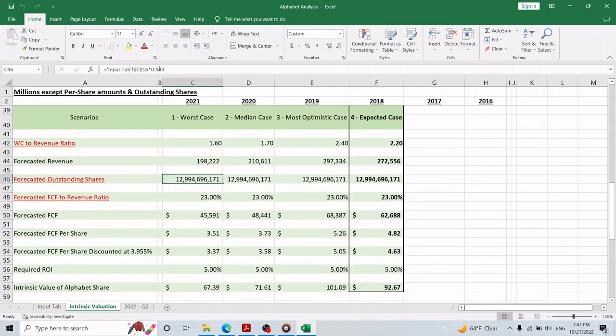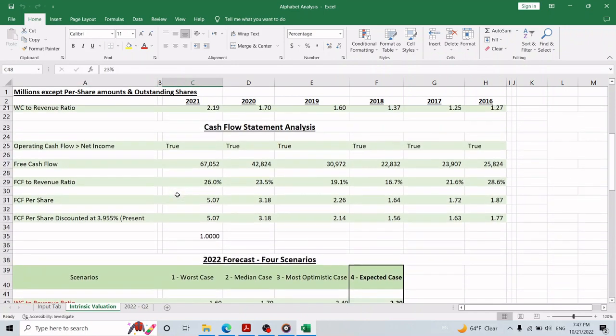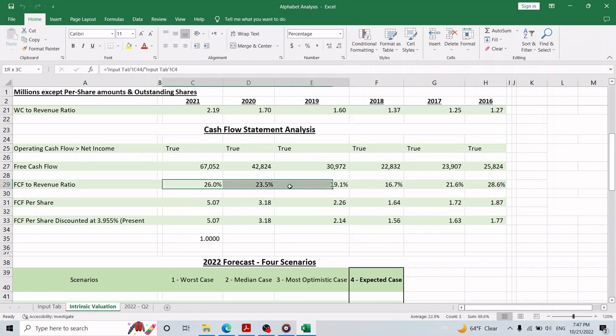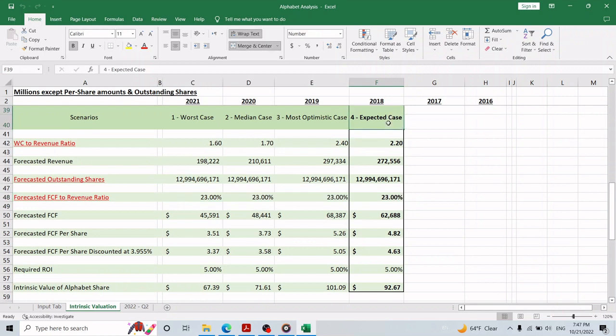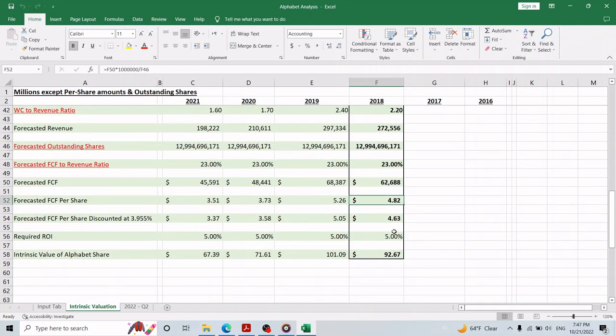Forecasted outstanding shares, I decided is going to be 1.7% less than 2021 outstanding shares, because that's the average for the prior 3 years for the decrease of outstanding shares due to the policy of repurchasing their stocks. And for the forecasted free cash flow, I'm using the free cash flow to revenue ratio, and I'm going to have it the same for all forecasting scenarios, which is the average of the prior 3 years, and that is 23% of the revenue. So here we have, in the expected case, 272 billion in revenue and 62 billion in free cash flow, which gives us $4.82 in free cash flow per share. Discounting that will give us $4.63.